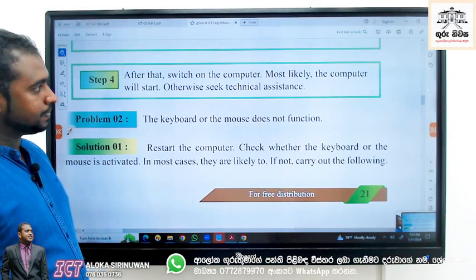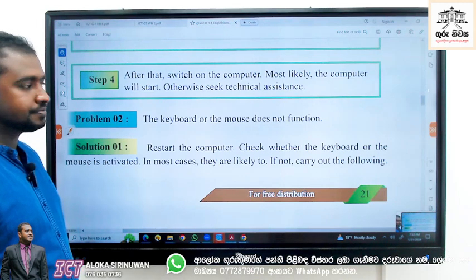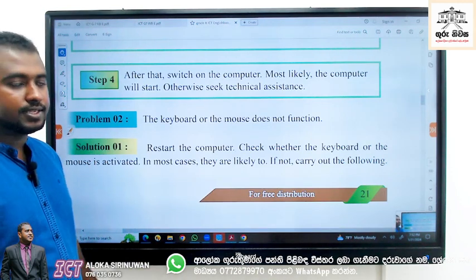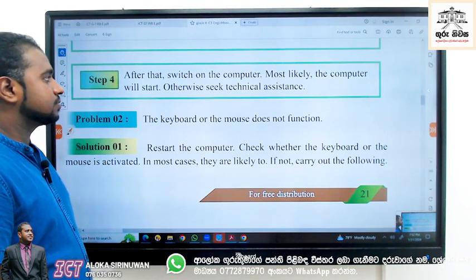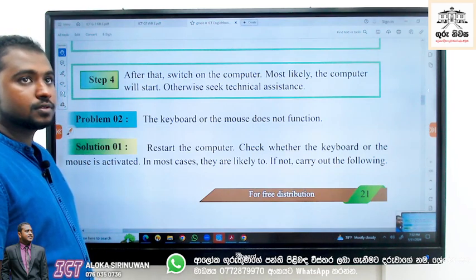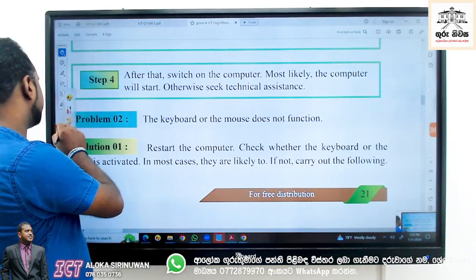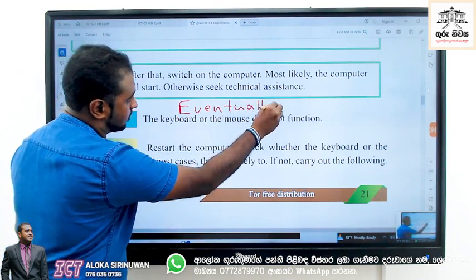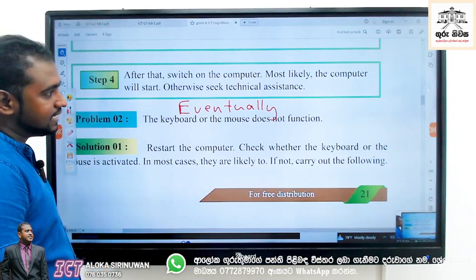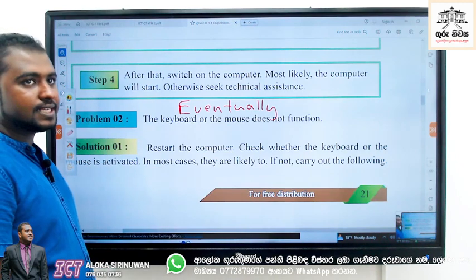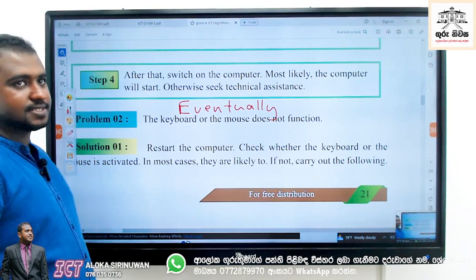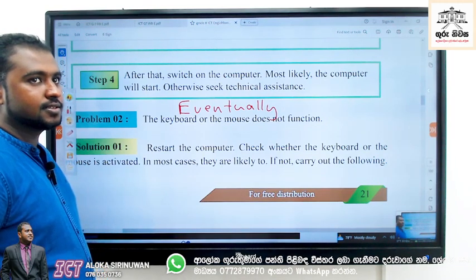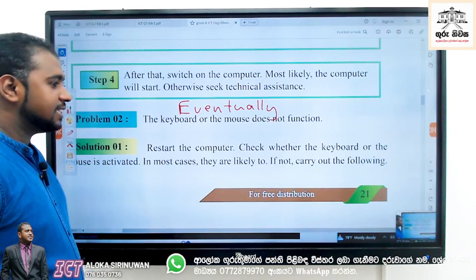Step number 4, the last step: eventually, seek technical assistance. That's all.